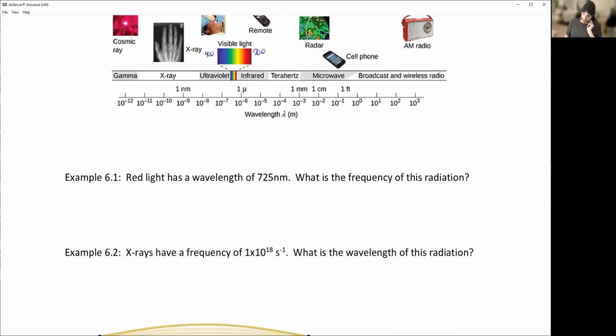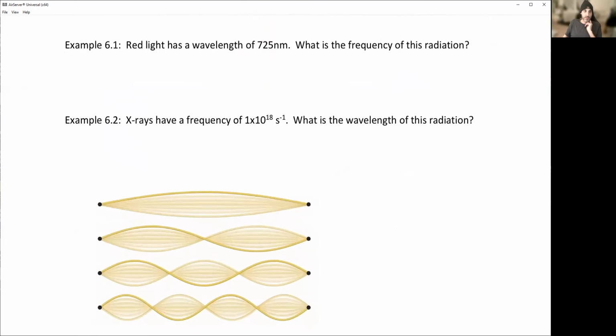So with that said, let's solve these problems. Red light has a wavelength of 725 nanometers. What is the frequency of radiation? We're going to go over this in class. X-rays have a frequency of 1 times 10 to the 18th inverse seconds or hertz. What is the wavelength of this radiation? So let's take a look at that and let's solve that one.